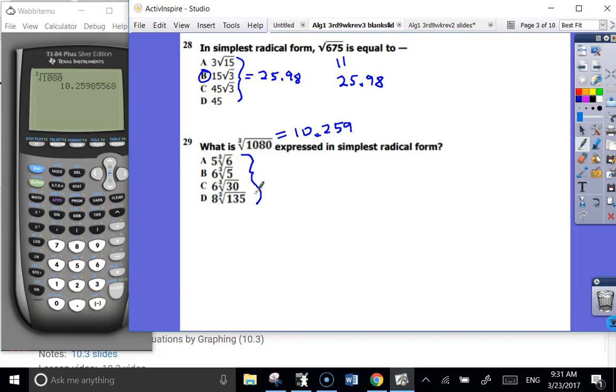Okay. So you said this is the B. So we're going to B again, 10.259. So turn them into decimals, see which one's got the same decimal answer. Simple enough, right? Okay, try the next one.